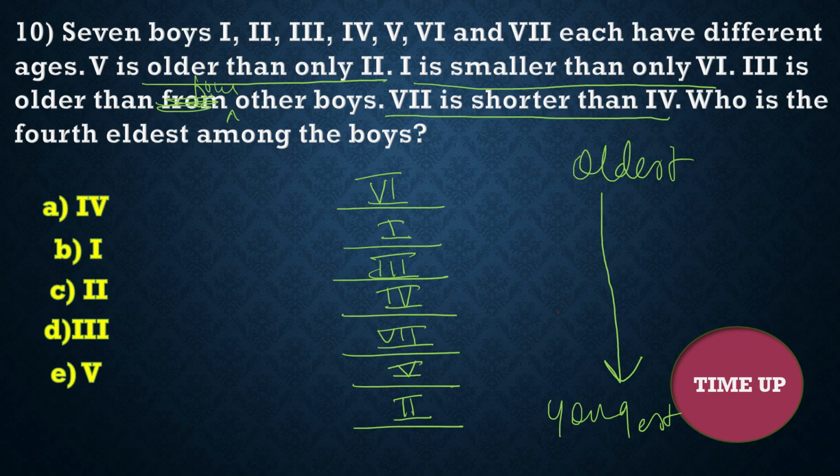Who is the fourth eldest among the boys, they have said? First, second, third, fourth. So fourth is the correct one. So A is the correct option.